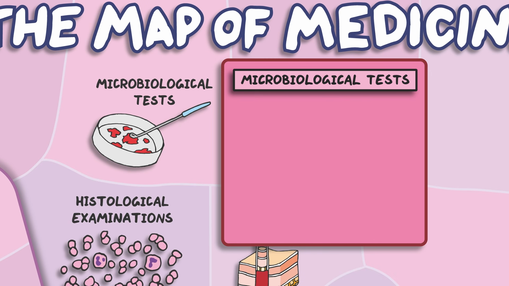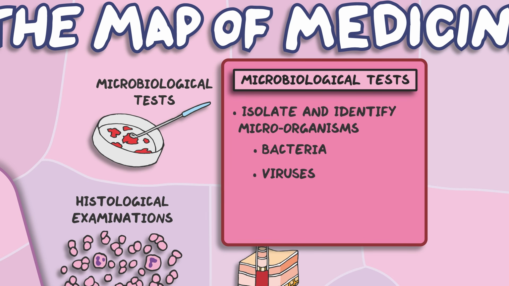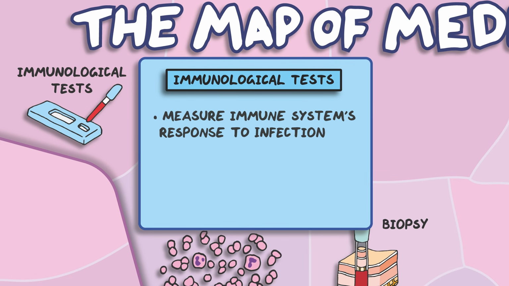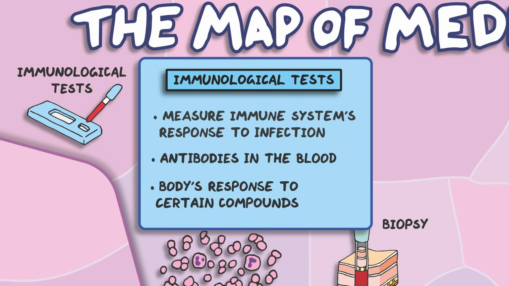Microbiological tests are used to isolate and identify microorganisms such as bacteria, viruses, fungi, and parasites. Immunological tests are used to measure the immune system's response to infection, such as the measurement of antibodies in the blood or the body's response when introduced to certain compounds.